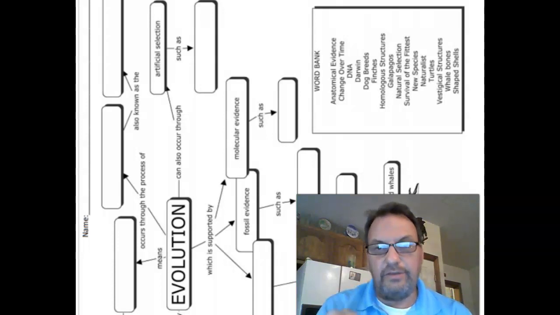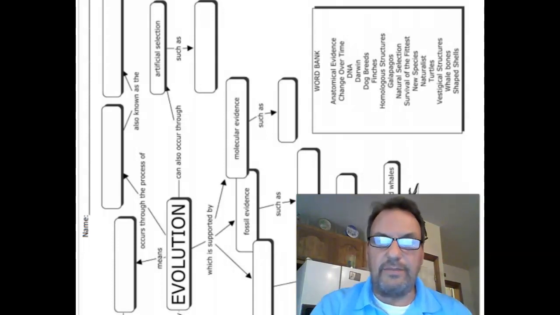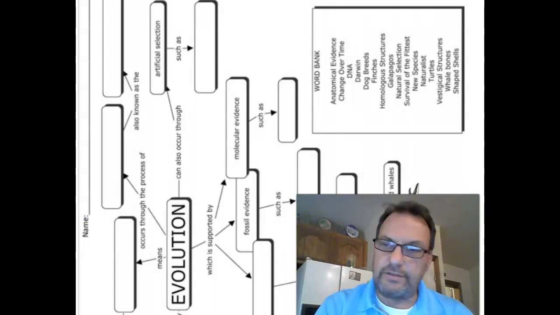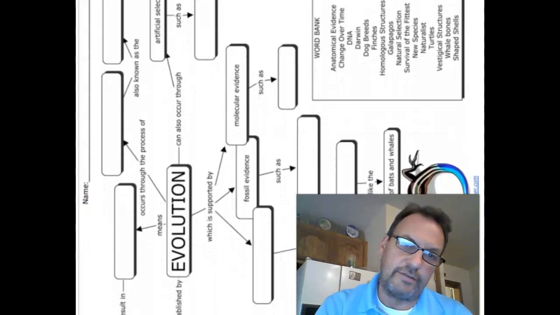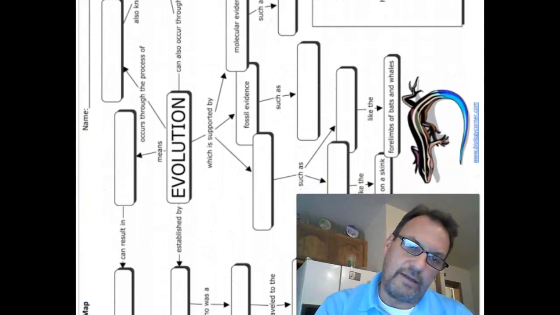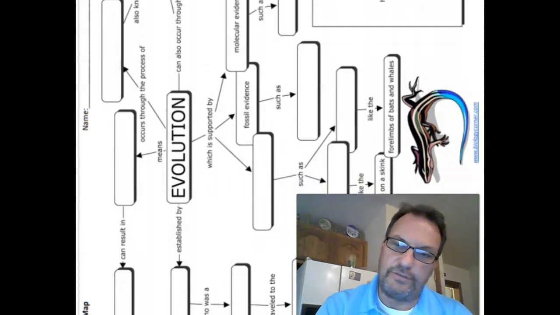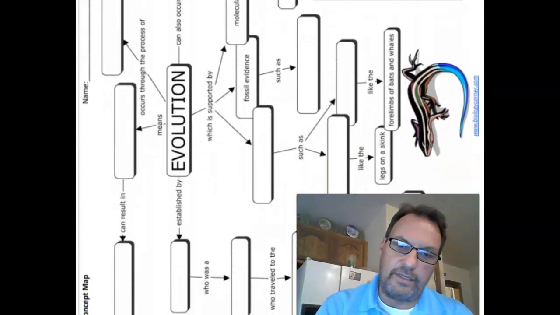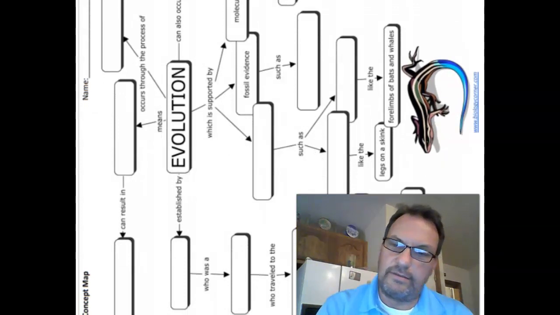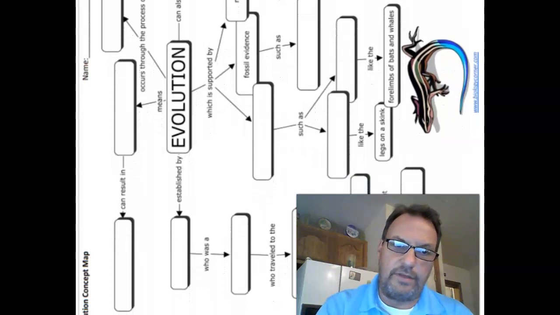In this scenario, there is one word for each box. So if you get them a little mixed up, they're not going to fit just right. So there is only one right answer for each box. So let's start right up here at the top where it says evolution. Once I get this set just right, you have to bear with me just a little bit.